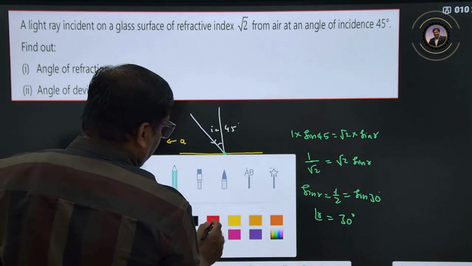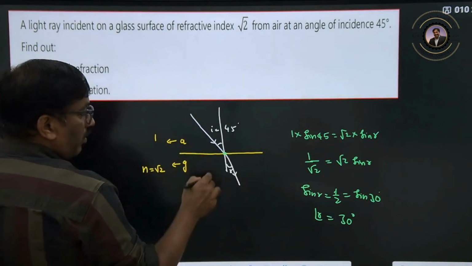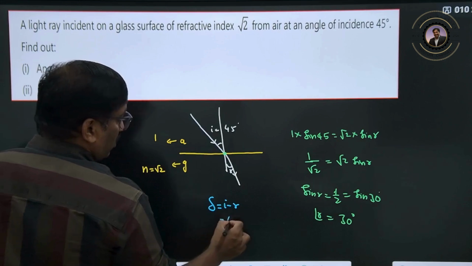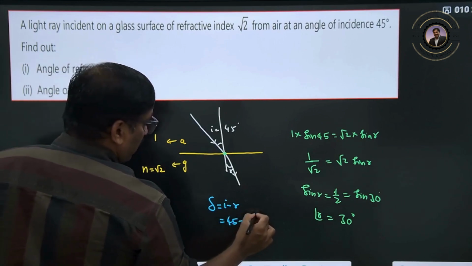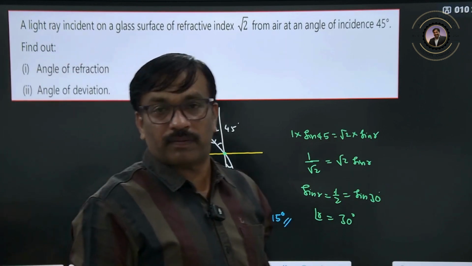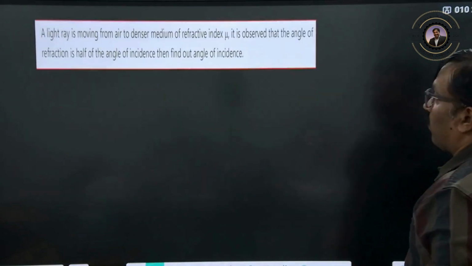Now the light ray is entering from the rarer medium to the denser medium, and the angle of deviation is i minus r. i is how much? 45 minus 30, so 15 degrees will be your angle of deviation. You understand? Very simple one. Now let us go for one more concept.